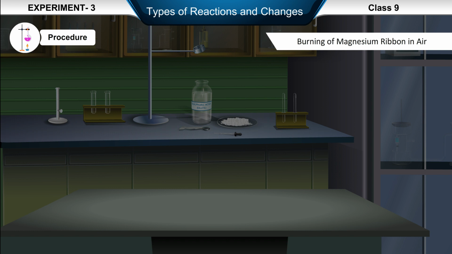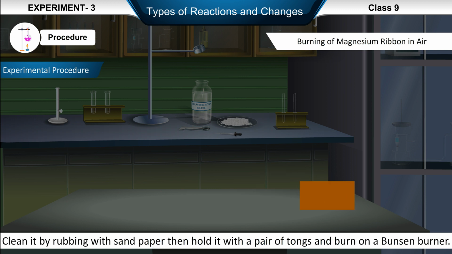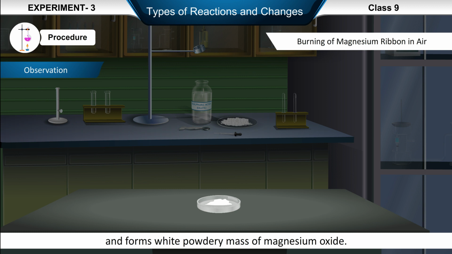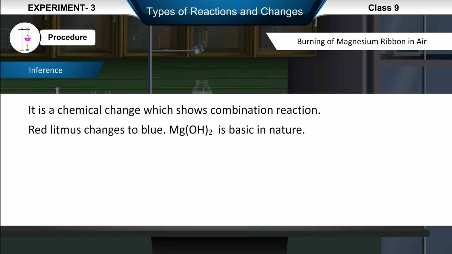Burning of magnesium ribbon in air. Experimental procedure: take a small piece of magnesium ribbon, clean it by rubbing with sandpaper, then hold it with a pair of tongs and burn on a Bunsen burner. Observation: magnesium ribbon burns with dazzling white flame and forms a white powdery mass of magnesium oxide. Add MgO, white powder, to a petri dish having distilled water and test it with litmus paper. Inference: it is a chemical change which shows combination reaction.